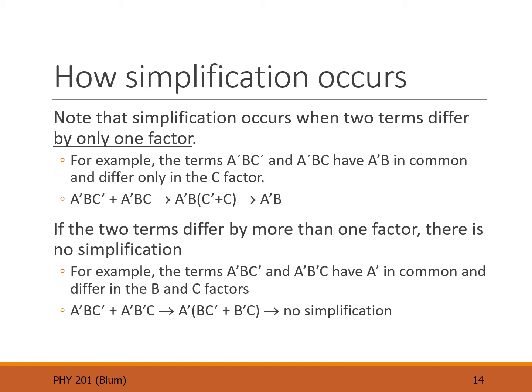Let's say we have a similar starting point, but it differs by two things. For instance, A prime B C prime plus A prime B prime C. They have A prime in common, so I can factor out an A prime, but then the parentheses is B C prime plus B prime C. That doesn't lead to any simplification.